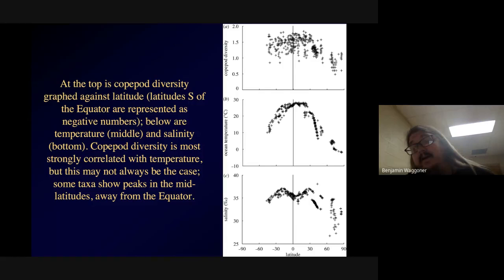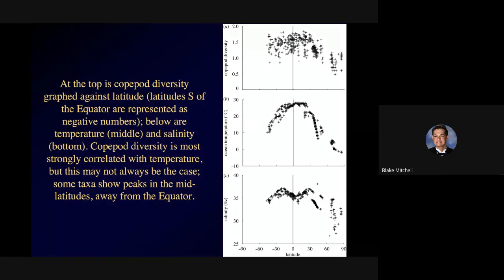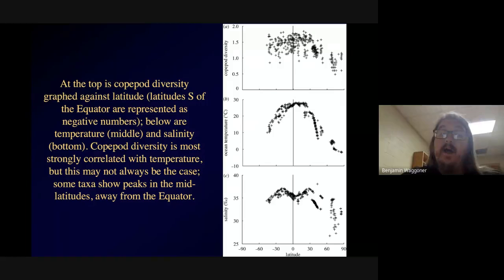Salinity, right there at sea, is actually highest a little bit away from the equator, because right at the equator, remember, you get lots of rain because of that intertropical convergence zone.